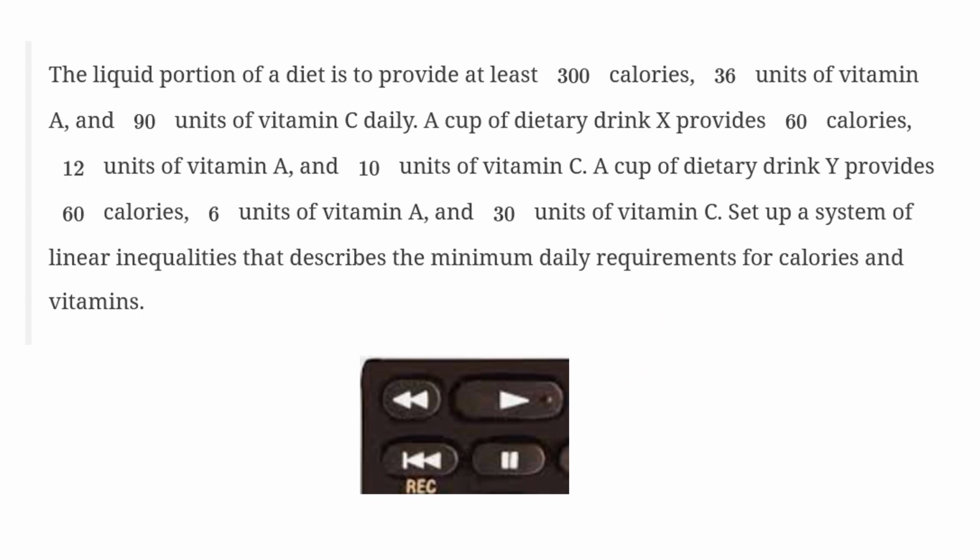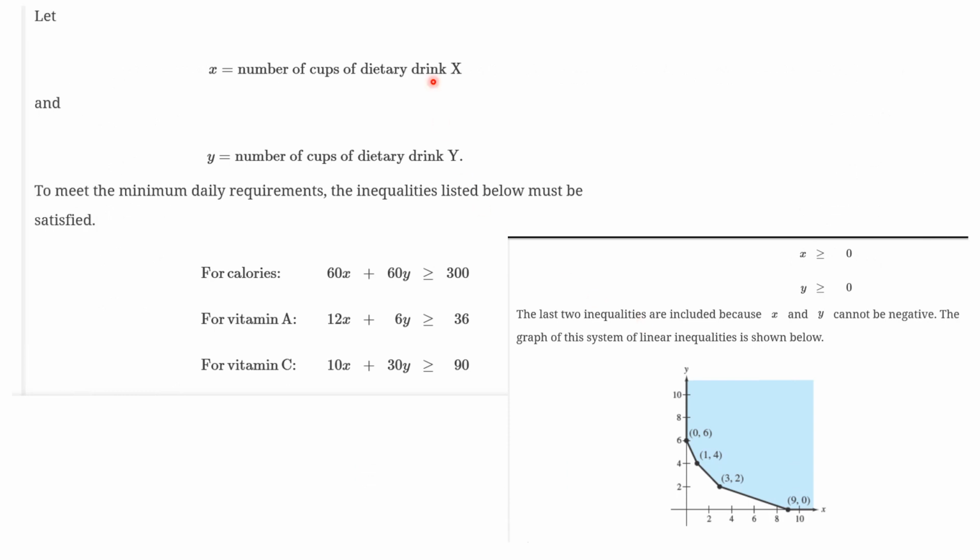Let's see how. So if you let X be the number of cups of dietary drink X, and let Y be the number of cups of dietary drink Y, to meet the daily minimum requirements you need to have for calories, 60X plus 60Y is bigger than or equal to 300.